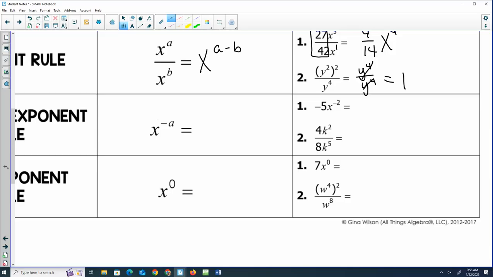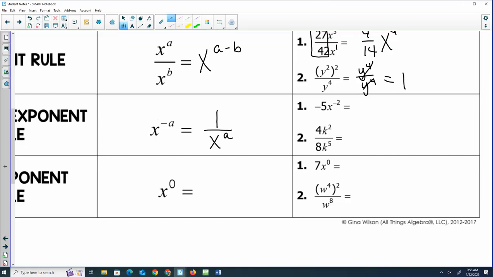A negative exponent essentially changes floors. If we think of this as a fraction, x to the negative a, that negative is saying it's going to go down to the bottom. And when you move it to the bottom, the exponent becomes positive. So a negative exponent takes it to the bottom of our fraction.